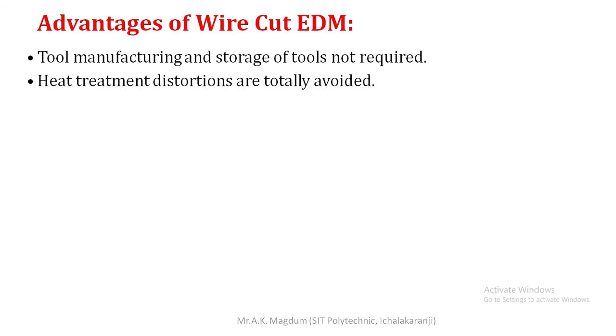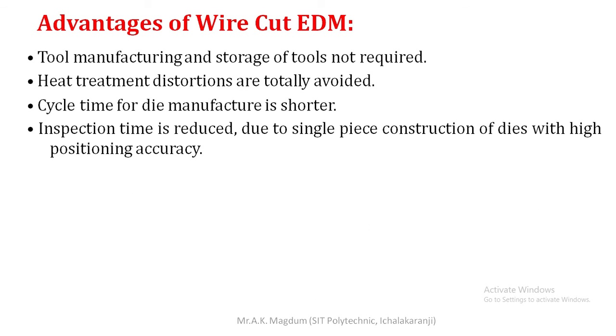Second one is that heat treatment distortions are totally avoided. That is a very important advantage of the wire EDM process. Next, cycle time for die manufacture is shorter. That is a very important advantage, because too much time is required whenever you go through conventional machining for a die manufacturing process. That is a time-consuming process, but with the help of the wire EDM process, a very short time is required to manufacture the die. So that is a very important advantage.